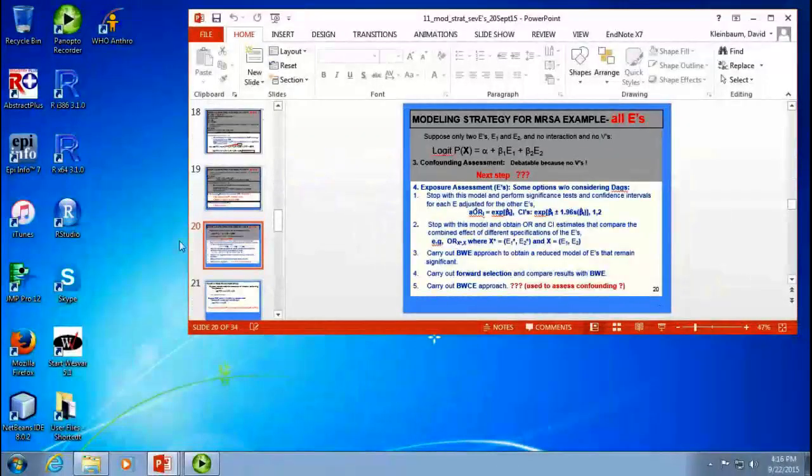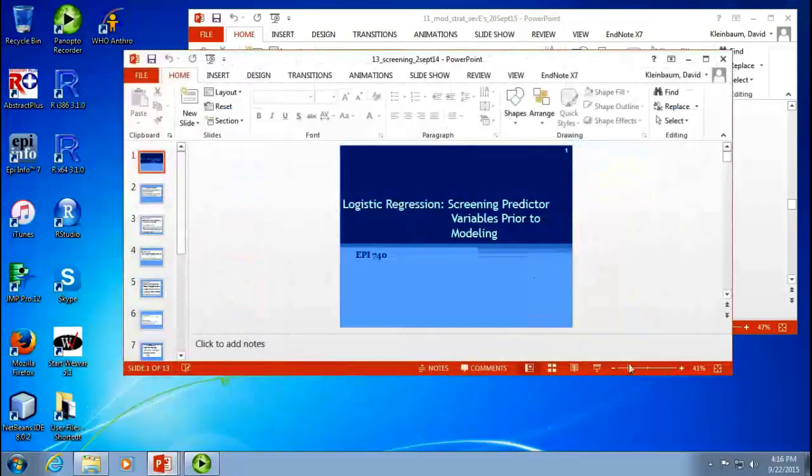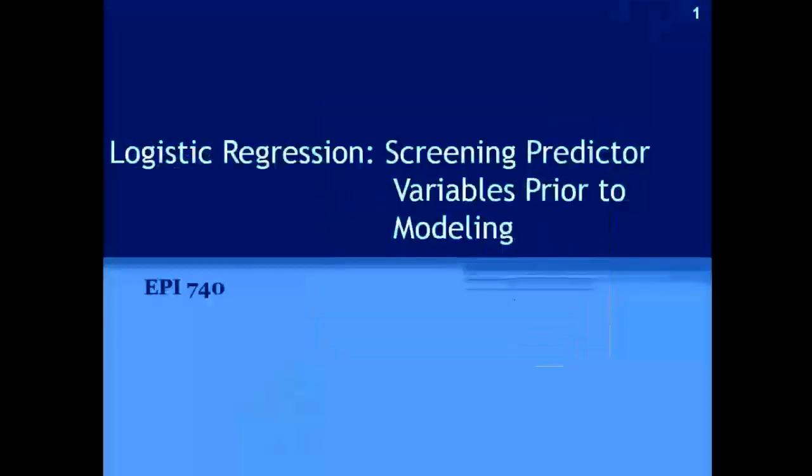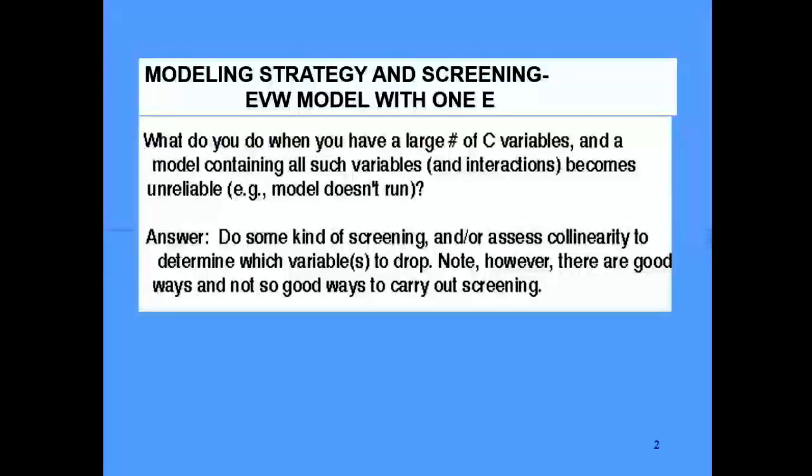Now, another thing I want to talk about very briefly is screening variables. That's another PowerPoint presentation that I'm only going to talk about very briefly. I just want to introduce this, and we'll talk about it in the lab tomorrow, and if I have time next Tuesday, I'll talk about it some more, depending on what your questions are.